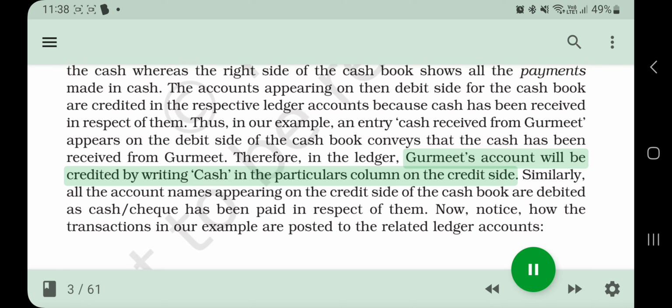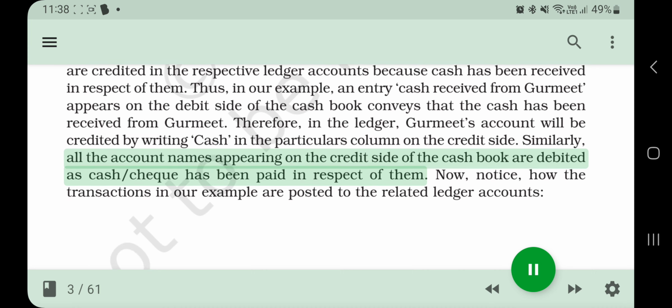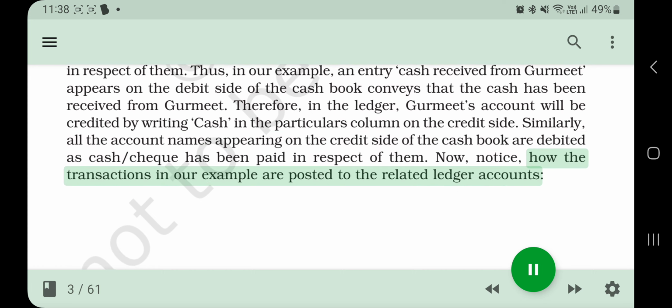Therefore, in the ledger, Gurmeet's account will be credited by writing cash in the particulars column on the credit side. Similarly, all the account names appearing on the credit side of the cash book are debited as cash, check has been paid in respect of them. Now, notice how the transactions in our example are posted to the related ledger accounts.